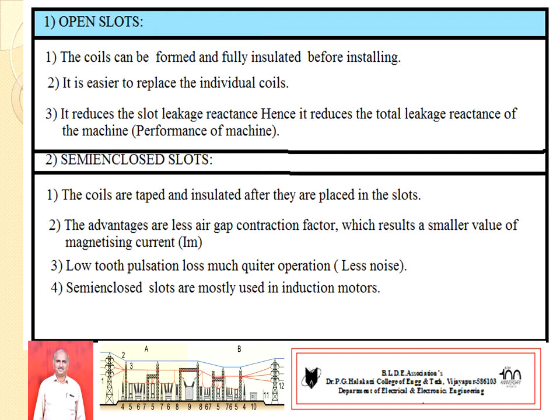Next advantage, it provides a less air gap contraction factor. It also results in a smaller value of magnetizing current. It is very clearly observed that a less value of magnetizing current results in a higher value of power factor. This is a very important phenomenon for the design of energy efficient machines. So always you have to reduce the magnetizing current. Hence it is possible to increase the power factor of the machine.